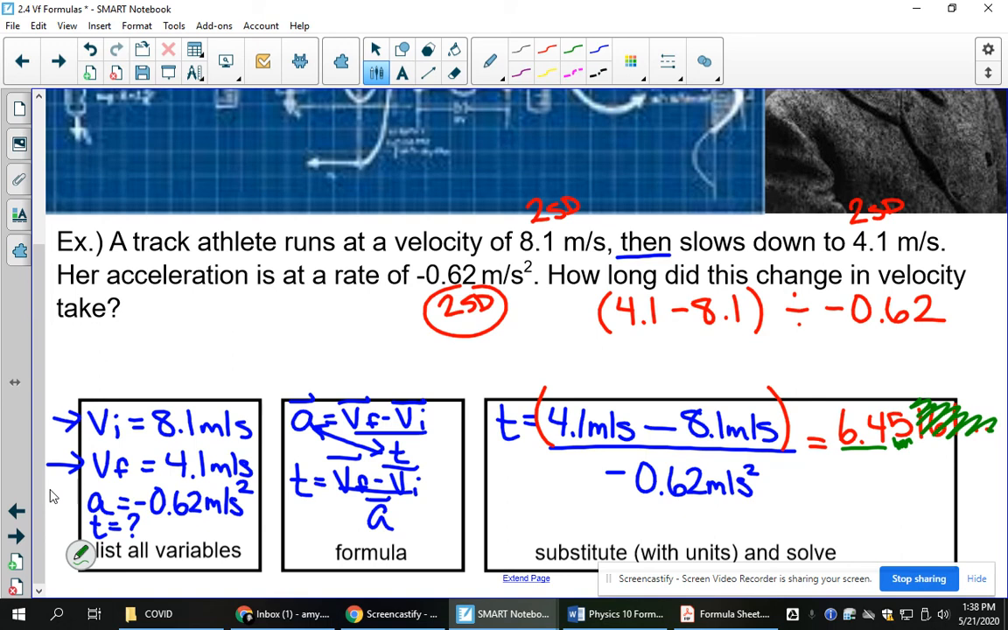I'm looking at the 5 to decide whether I round the 4 up. Yes, 5 and above rounds up. So my time for this question is 6.5 seconds. You only round that last digit up.